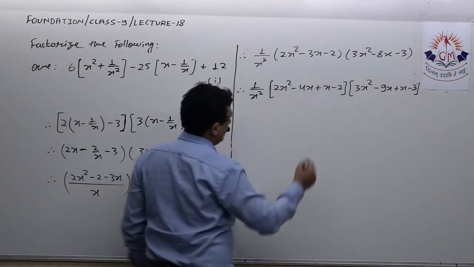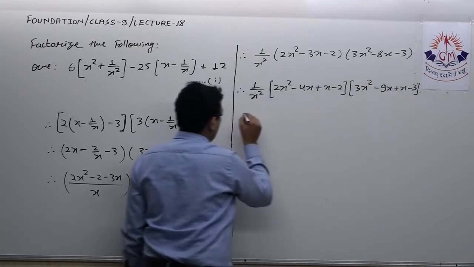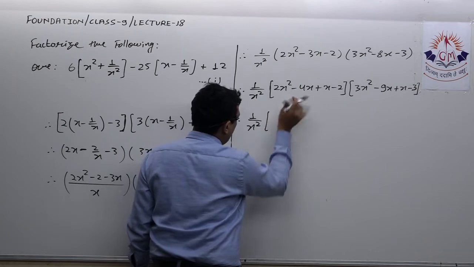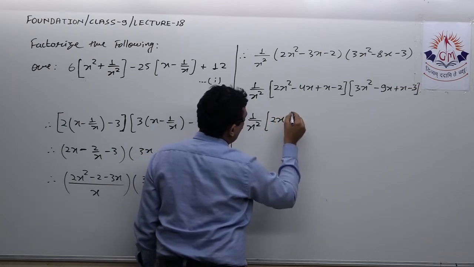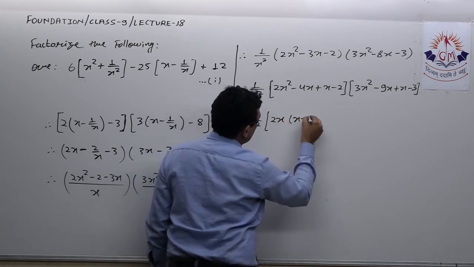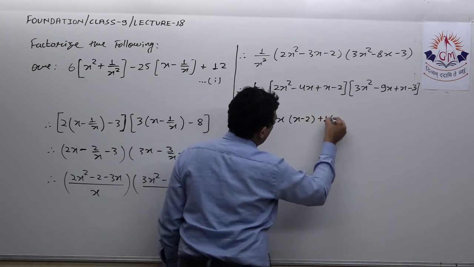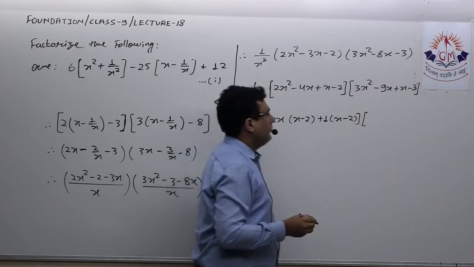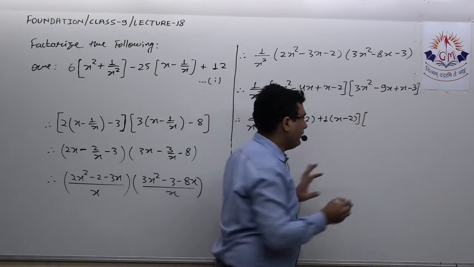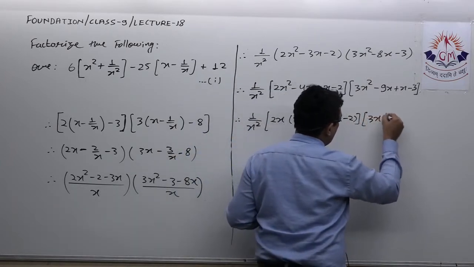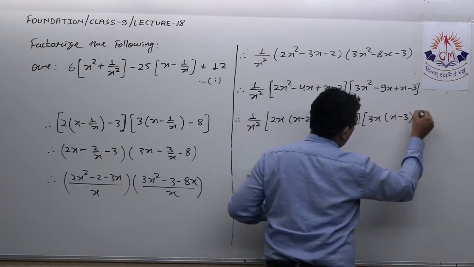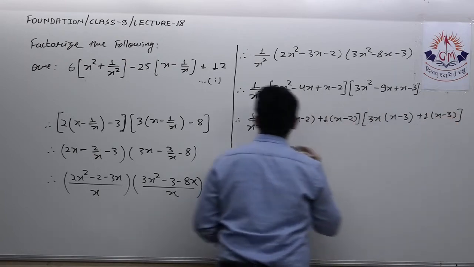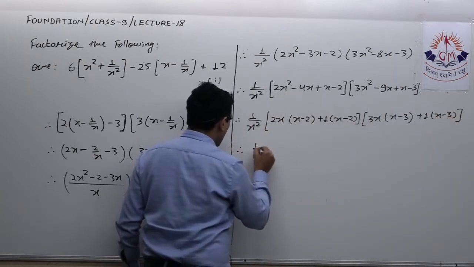Okay, and their product is the product of first and last. Now we can proceed by taking common the first two terms, x minus 2. From here I can take 1 common, so x minus 2. Now from these two I can take 3x common, so here x minus 3, and from these two I can take plus 1 common, so x minus 3. So this is all done.